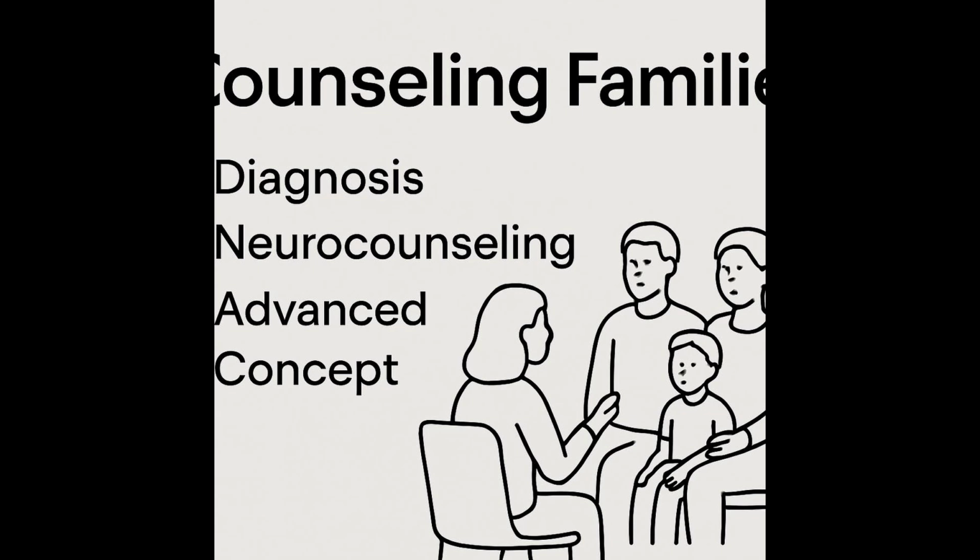16. Triangulation. Triangulation occurs when one family member involves a third person to mediate or influence a conflict between 2 other family members. This can complicate relationships and communication. Key concepts. Avoiding direct conflict. Triangulation often happens as a way to avoid addressing issues directly between the 2 original parties.